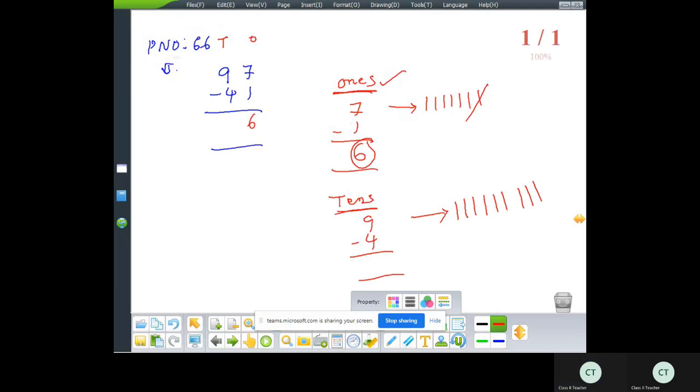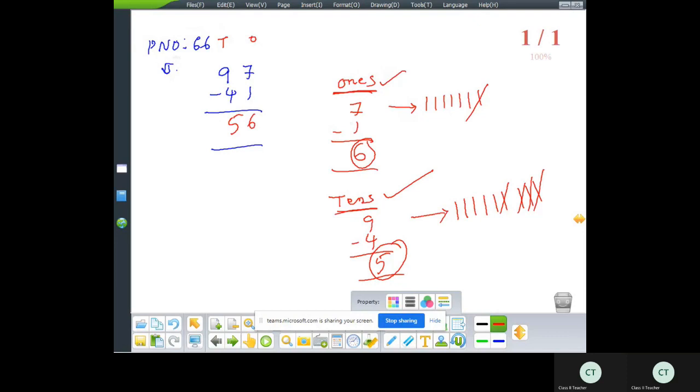Why is 4 subtracting from 9? We remove 4 lines: 1, 2, 3, 4. After removing 4 lines from 9, there are 5 lines. 9 minus 4 is equal to 5. This answer 5 we write in 10's place. 5 and 6, 56. 97 minus 41 is equal to 56.